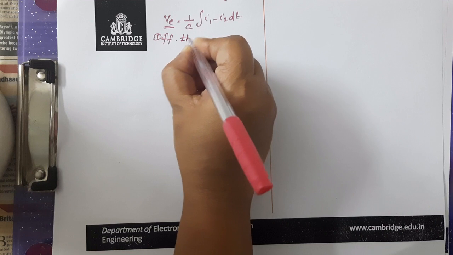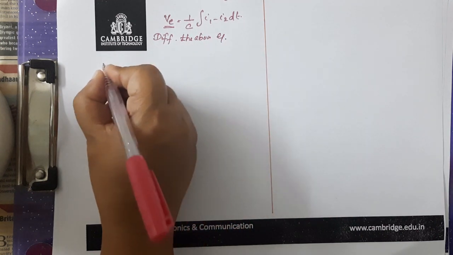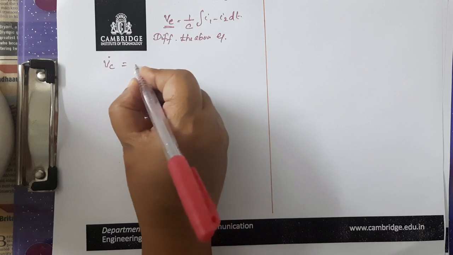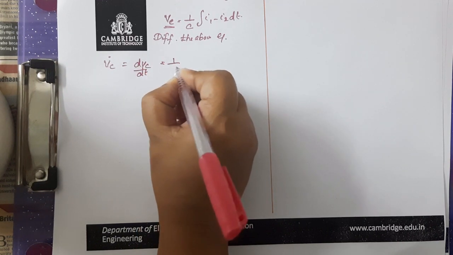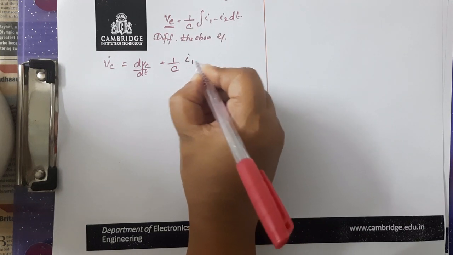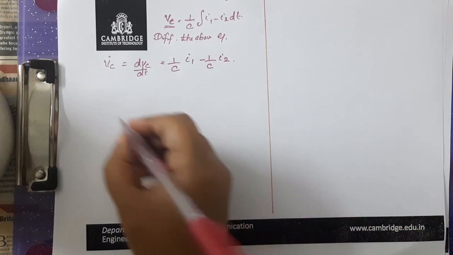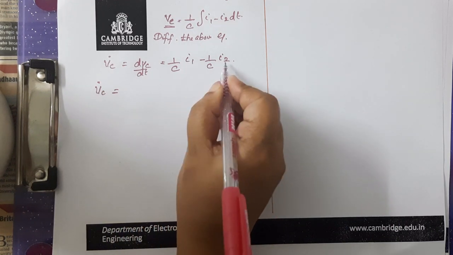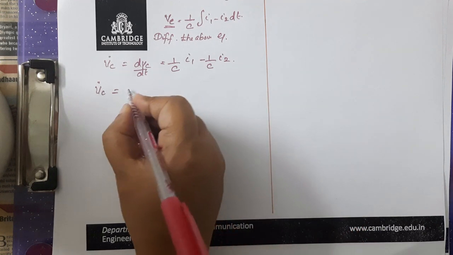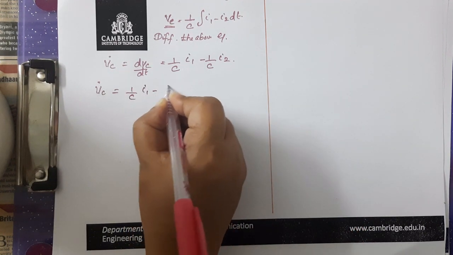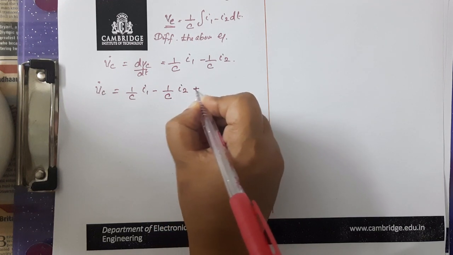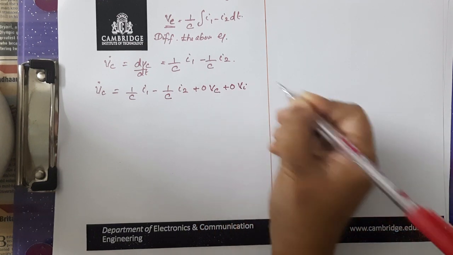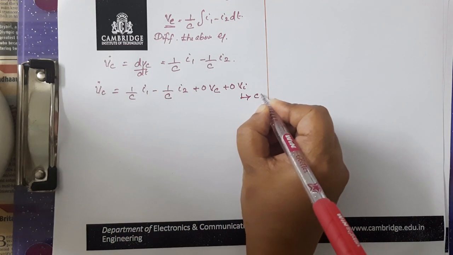So let us differentiate the above equation. Differentiating, Vc dot is equal to, since differentiation and integration cancel out, dVc by dt equals 1 by C of I1 minus 1 by C of I2. Now let us represent the first derivative of the third state variable in terms of the state variables I1, I2, Vc and also the input. So 1 by C into I1 minus 1 by C into I2, and we don't have any state variable Vc here, so 0 into Vc, and the input is also not available, so 0 into Vi. I can number this as equation number C.